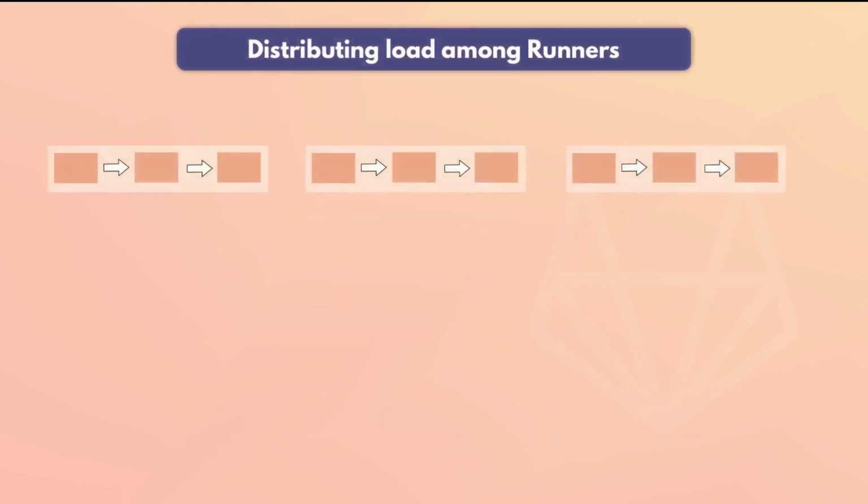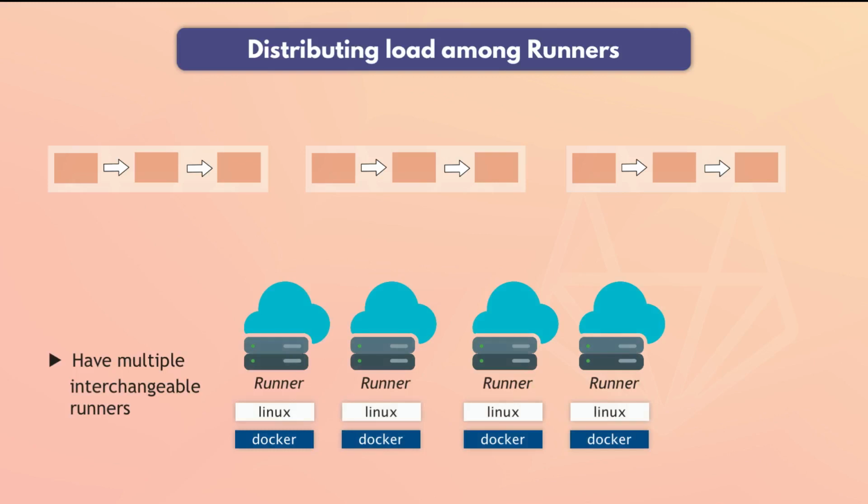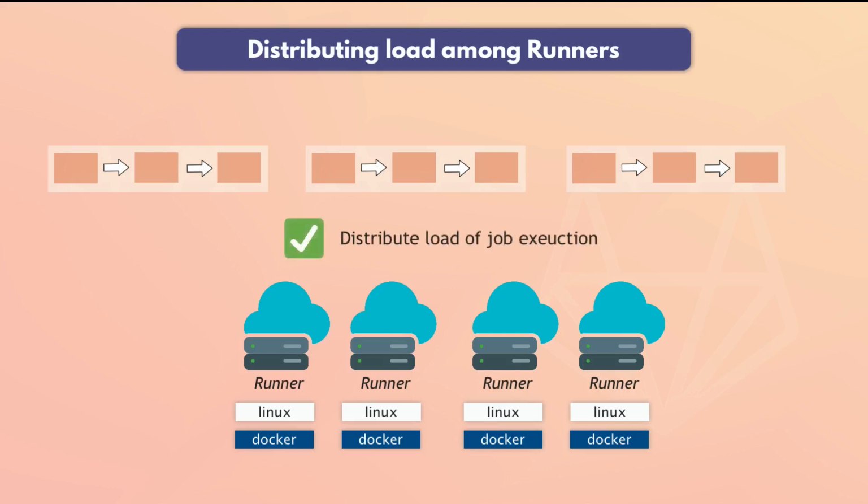However, if you have a simple pipeline for all your projects and you don't need any special execution environments for your jobs, and you're basically fine with the same exact execution environment, it's also common to have multiple interchangeable runners, like 20 Linux runners with a Docker executor, and all your jobs will be executed on the same environment. And in this case, you basically just have an advantage of distributing the load of job execution among all these runners. So both of these scenarios are completely valid and common in real projects.